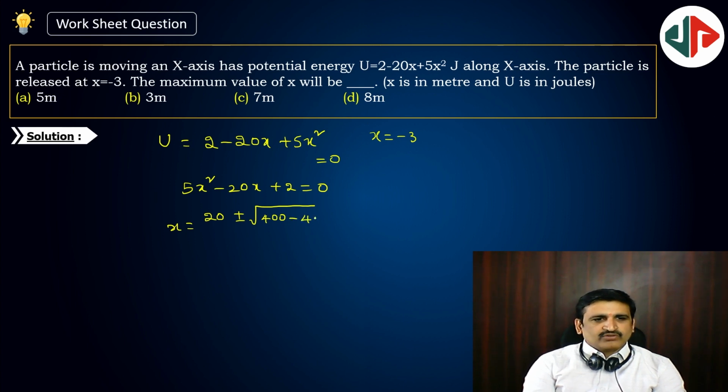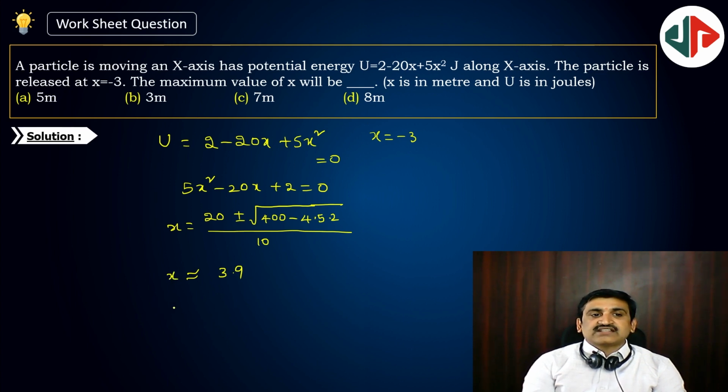Okay, I'll write 4 5 2. So it will be 40, 360. Yeah, 360 by 2a. 2a means 10. So it's almost all coming as 3.9. X equal to 3.9.